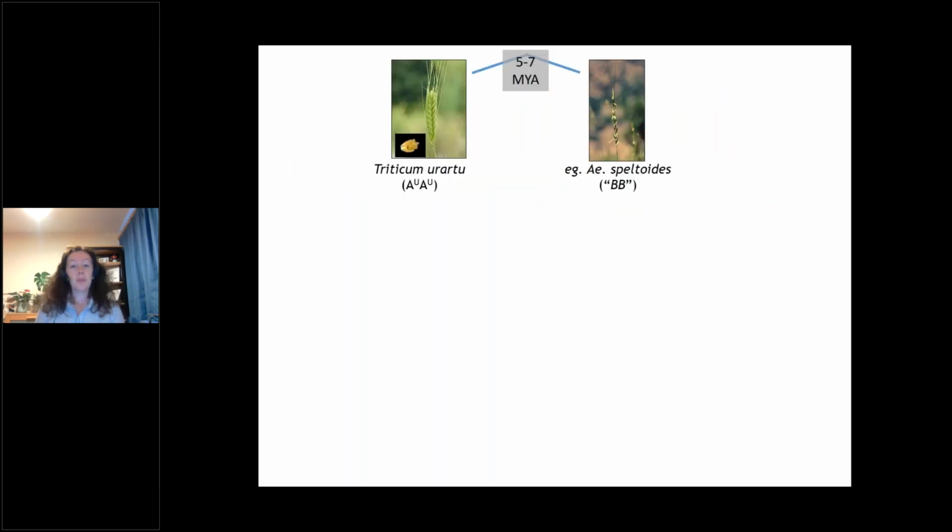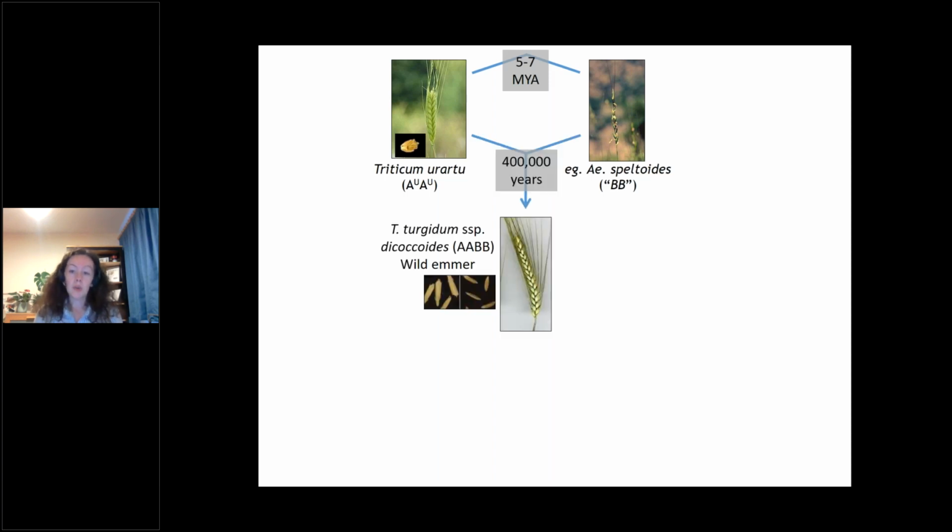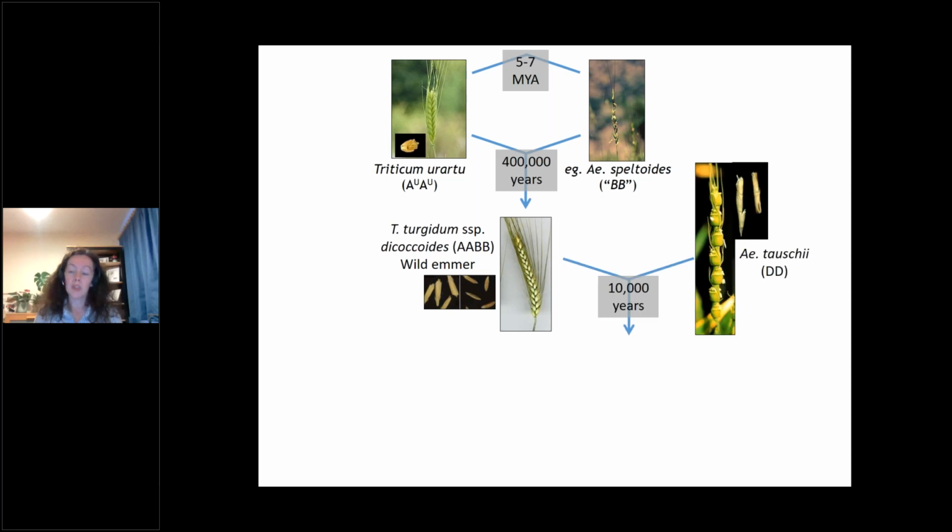So as a recap, wheat has evolved through the hybridization of several diploid ancestral species. The first hybridization event took place between the A genome progenitor Triticum urartu and the B genome progenitor, which is thought to be something similar to Aegilops speltoides, about 400,000 years ago to form a tetraploid wheat, wild emmer. And this tetraploid wheat underwent a second hybridization event with the D genome progenitor Aegilops tauschii about 10,000 years ago.